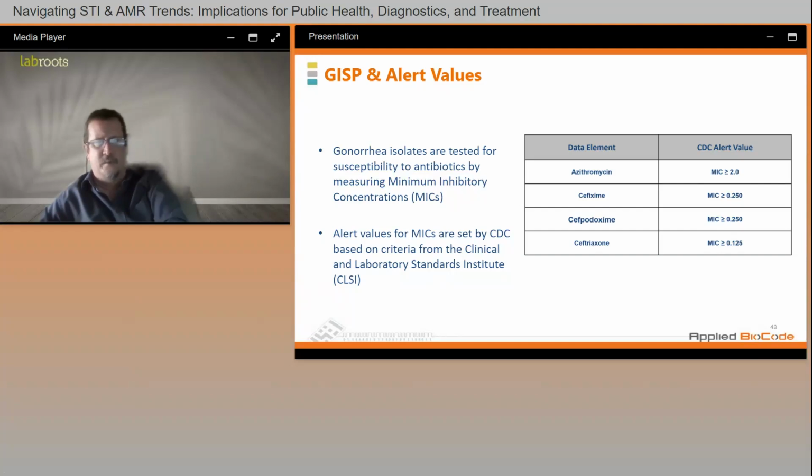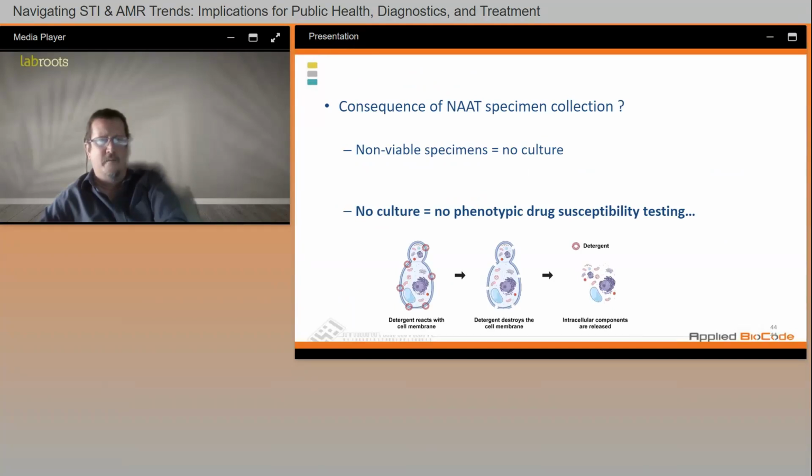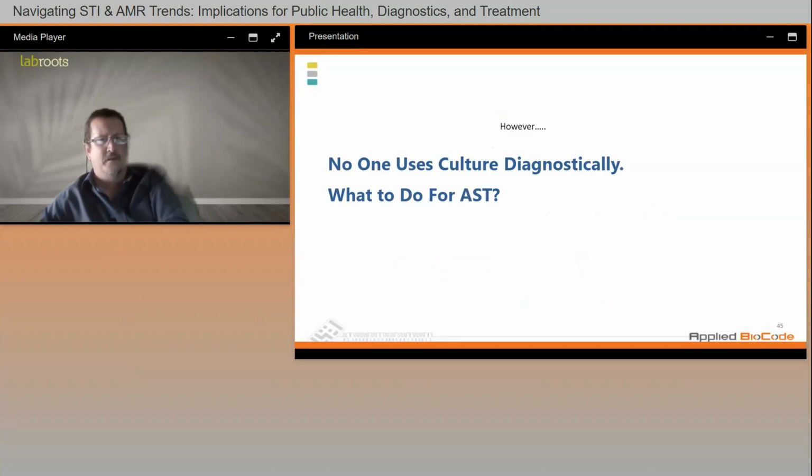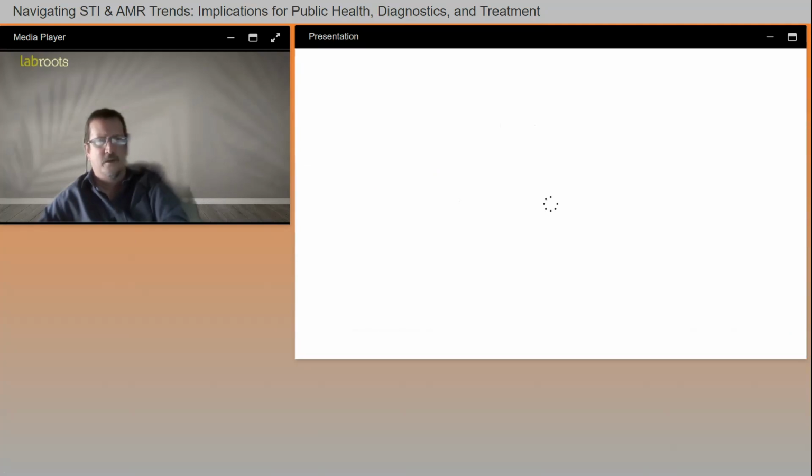And in GISP, we were looking for MICs of 0.125 or higher. But remember this slide I showed you earlier. So again, I'm telling you that 99% or more of virtually all diagnostic gonorrhea testing is being done using a NAT test. So we really can't do culture. Is there anything that we can do? What really can we do if we don't have culture available to us and we want to know drug susceptibility in a gonorrhea case? Now, all we have is a tube full of dead cells.